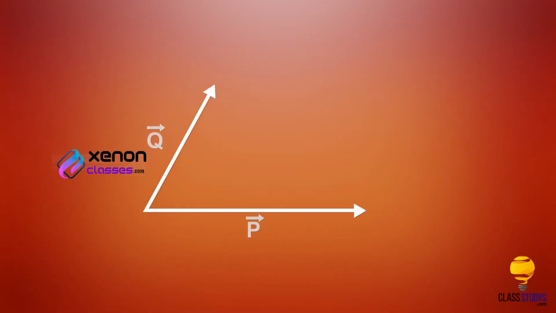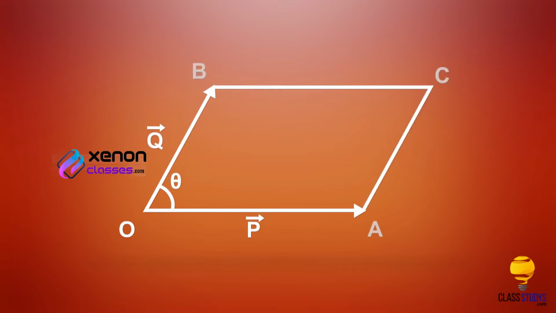Principle: let two vectors P and Q act simultaneously on a particle O at an angle theta. They are represented in magnitude and direction by the adjacent sides OA and OB of a parallelogram OACB. Then the diagonal OC passing through O will represent the resultant R in magnitude and direction.